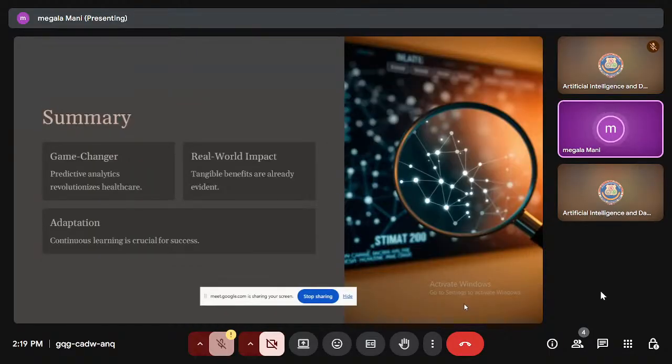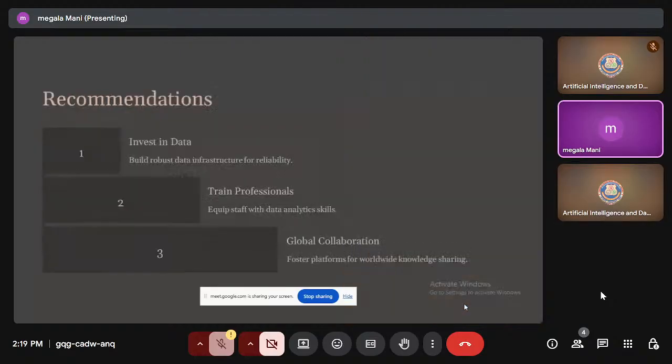So this is a summary of our predictive analytics game changers. Predictive analytics is revolutionizing healthcare. Everyone has to focus on their health. Health is wealth. So we have to predict diseases beforehand. We have to take the proactive method. Real-world impact: tangible benefits are already evident. And adaptation: continuous learning is crucial for your success.